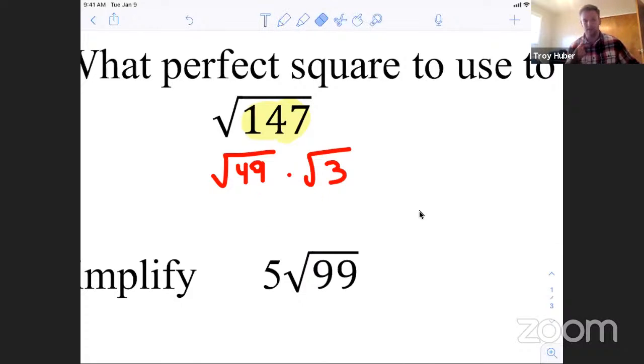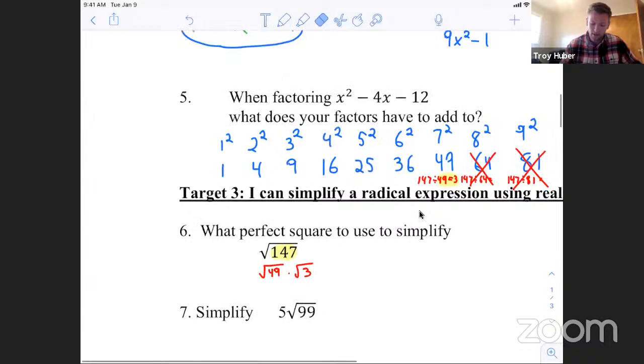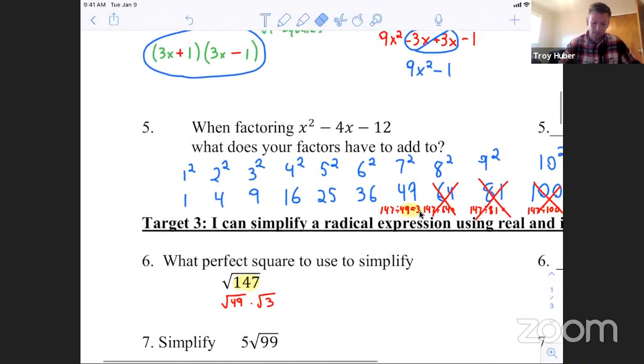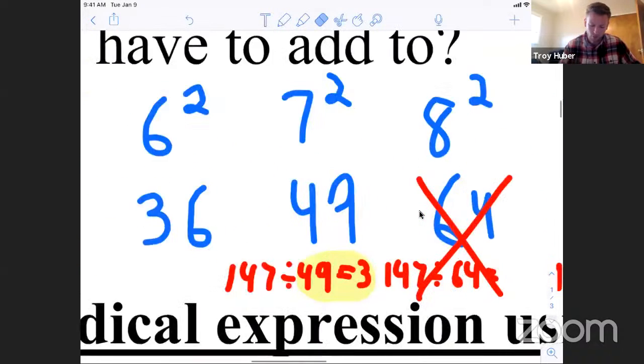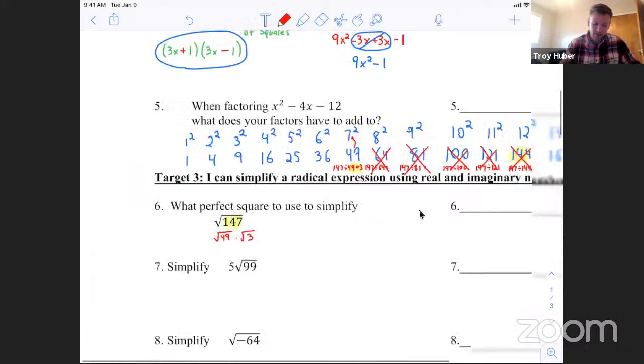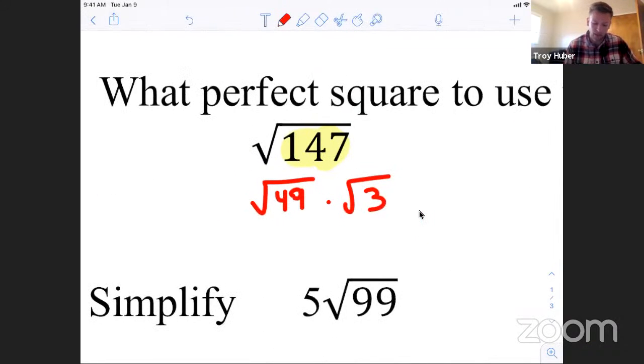Now, why do we do this? Okay, because now we have two radicals. It almost looks trickier. Well, watch out. We know the square root of 49, sorry, is 7, right? So I can just simplify this to say the square root of 49 is 7, and then we're going to multiply by that square root of 3.